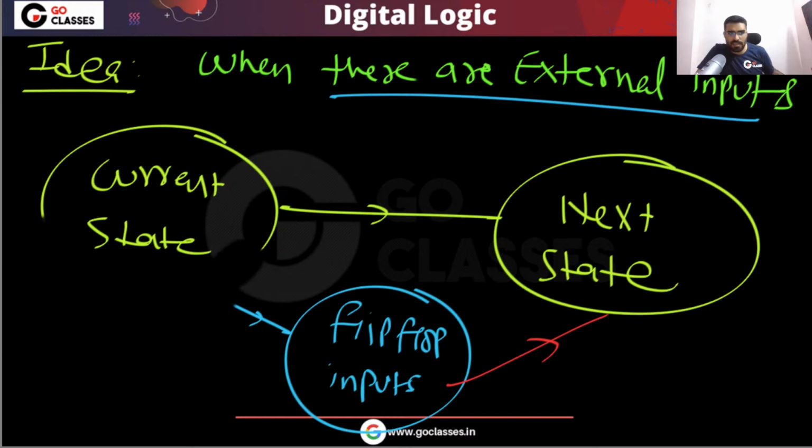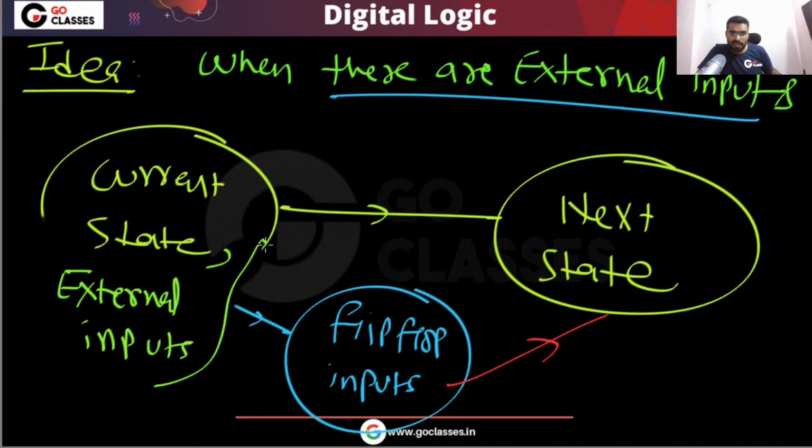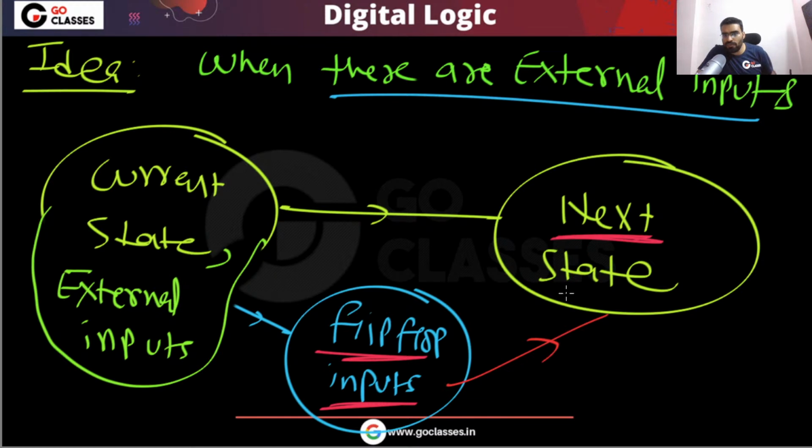So what will change? Current state, comma, external inputs. Only this thing will change in this diagram. From that you will find flip-flop inputs, and from that you will find the next state. Did you understand? Please tell me. Nothing else, only this thing will change.